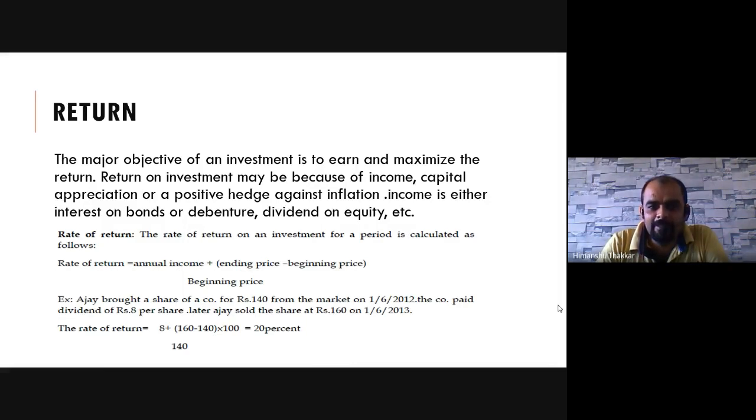Okay. For example, Ajay bought a share of a company for rupees 140 from the market on 1/6/2012. The company paid a dividend of rupees 8 per share. Later, Ajay sold the share at 160. So rate of return is 8 rupees plus the difference between 160 minus 140, divided by 140. So that is 20%.